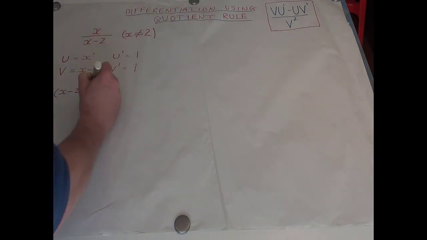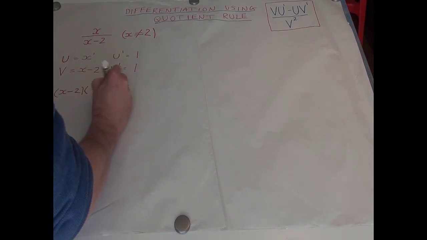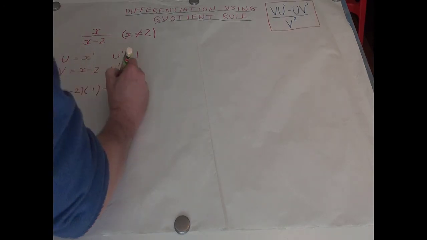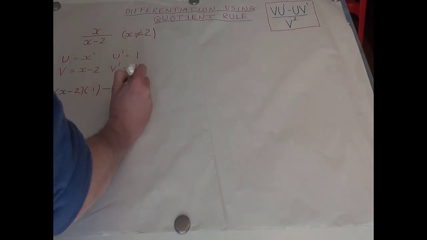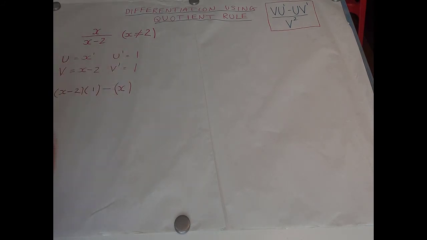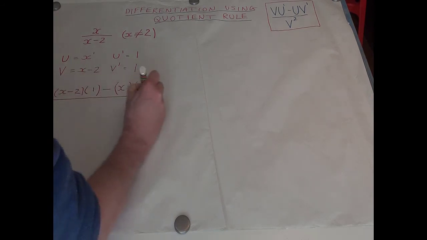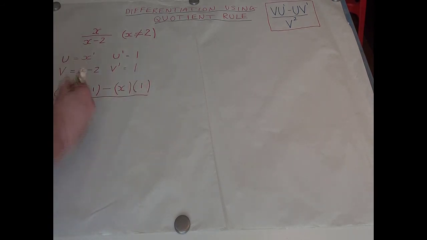We then just take these pieces, plug them into the formula, and we write that x minus 2, which is v, multiplied by 1, which is u prime, and we subtract from that the u, which is x, multiplied by v prime, which in this case is 1. And we divide the whole lot by v squared.